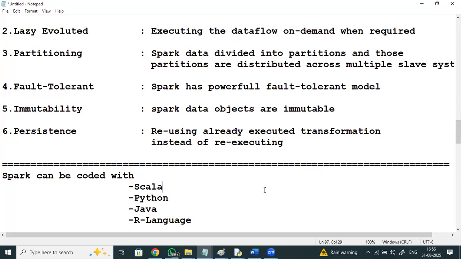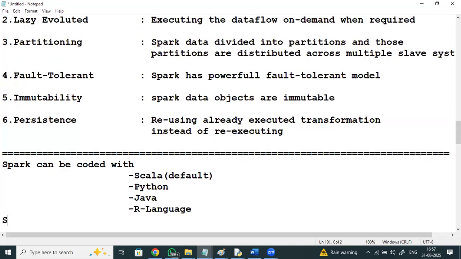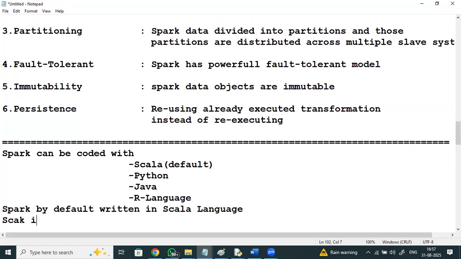Scala is the default. Spark is by default written in the Scala language. Previously, Scala was preferred a lot, but today Spark with Python, like PySpark, is preferred a lot. So I can say Scala is the native language of Spark.